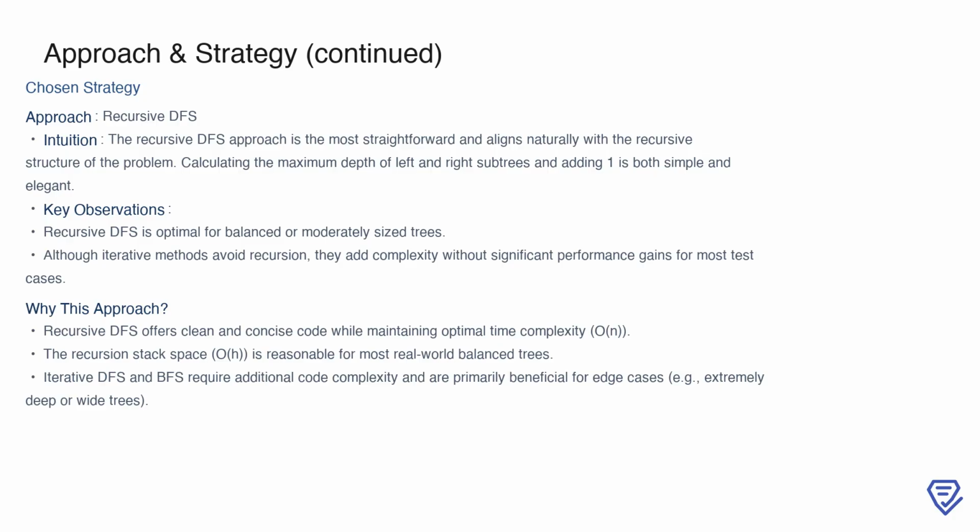Recursive DFS maintains optimal time complexity at O(n), and for most real-world scenarios, the space complexity of O(h) is manageable, as trees are generally balanced. While iterative DFS and BFS can handle specific cases, such as extremely deep or wide trees, they introduce additional code complexity without offering significant performance advantages for the majority of test cases. Thus, recursive DFS strikes the right balance between simplicity and efficiency for this problem.